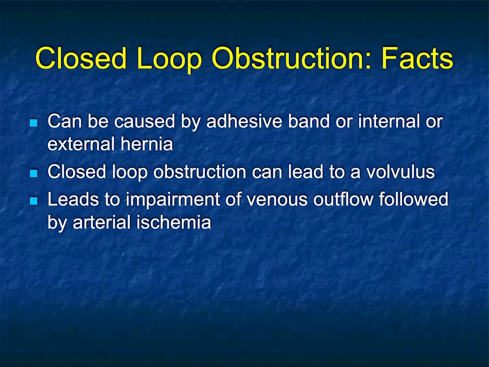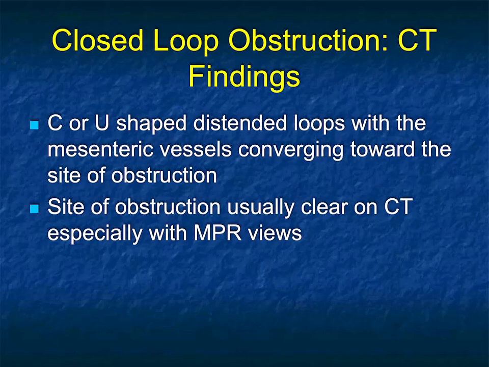Now, with closed loop obstructions, again, surgical emergencies, sometimes, particularly junior people, have a hard time making the diagnosis. It can be caused by adhesive bands or internal or external hernias. Closed loop obstruction can lead to a volvulus, and this leads to impairment of venous outflow, followed by intestinal ischemia due to arterial ischemia. People describe the C or U-shaped distended loops of bowel converging to the site of obstruction.